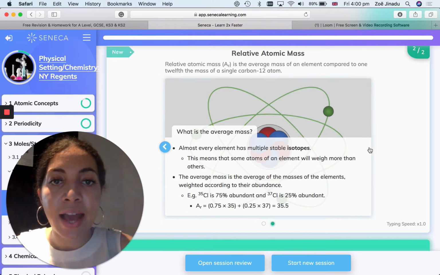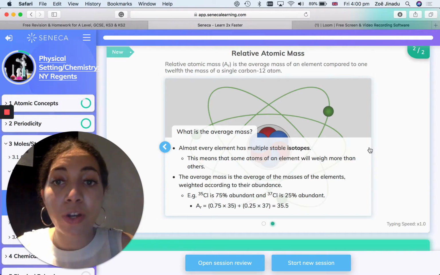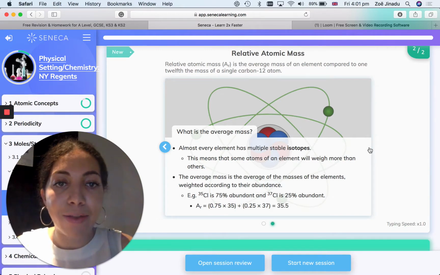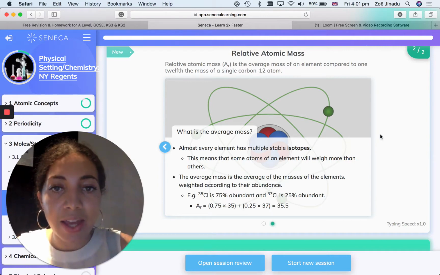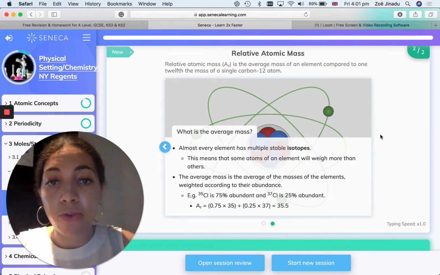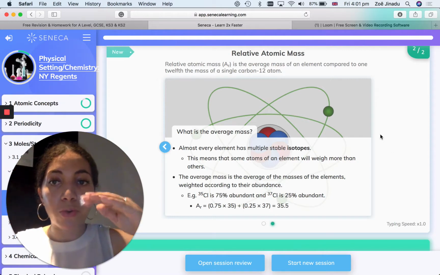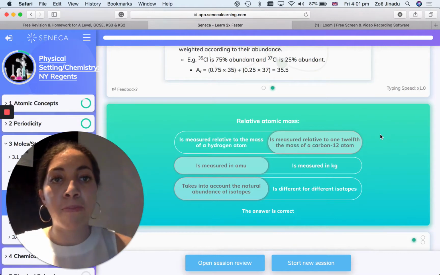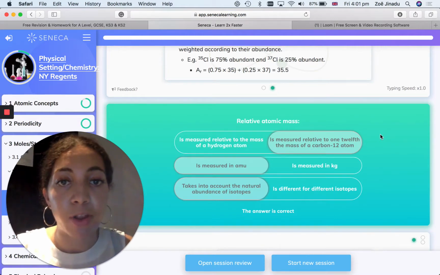Almost every element has multiple stable isotopes. This means that some atoms of an element will weigh more than others. The average mass is the average of the masses of the isotopes weighted according to their abundance. So for example, 35Cl is 75% abundant and 37Cl is 25% abundant. So the relative atomic mass is 0.75 times 35, in parentheses, plus 0.25 times 37, also in parentheses, equals 35.5.